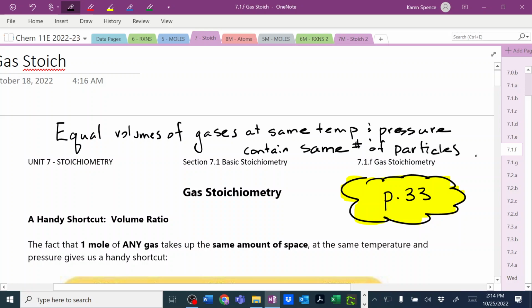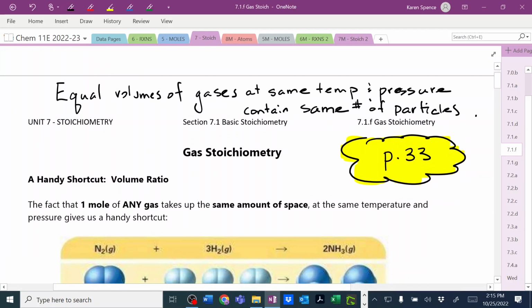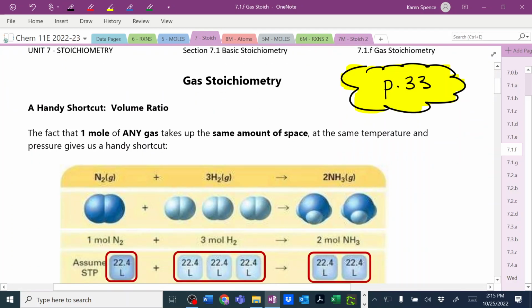And the nice thing about that is it means if you want to go from a volume of gas A to a volume of gas B, you can actually use the same ratio as the mole ratio, right? Because the volumes will contain equivalent numbers of particles. And if you don't understand why that is, we're going to take a little look and maybe this will help. I hope it does.